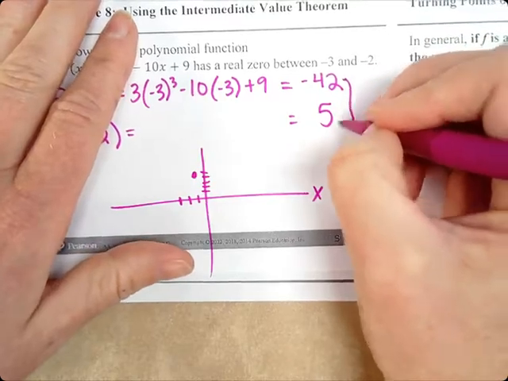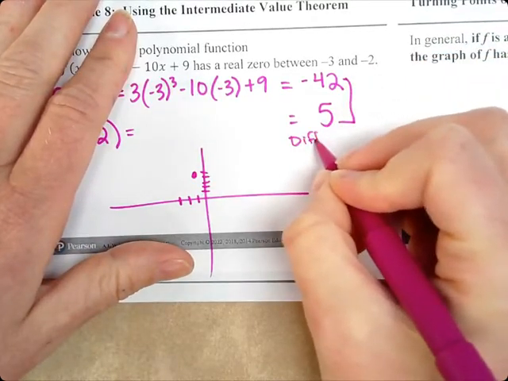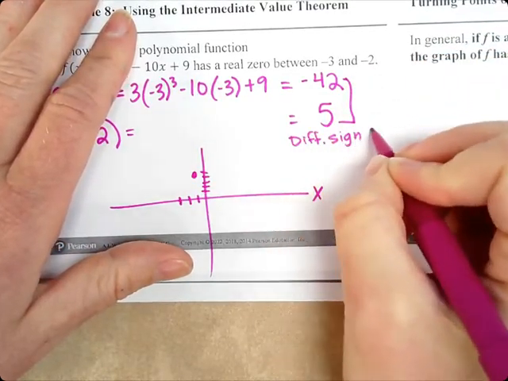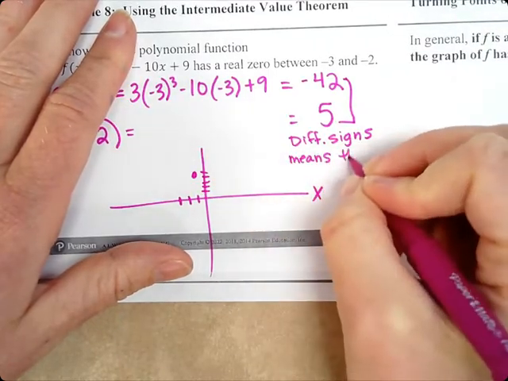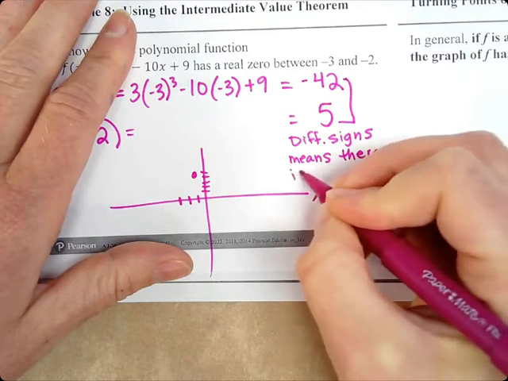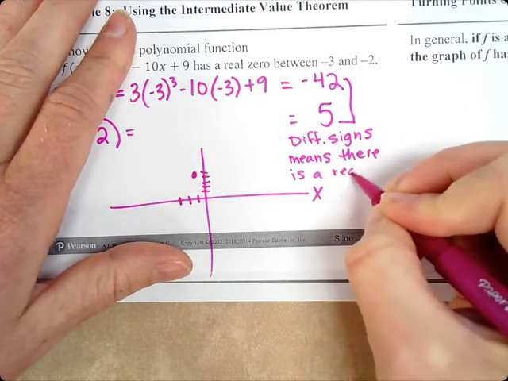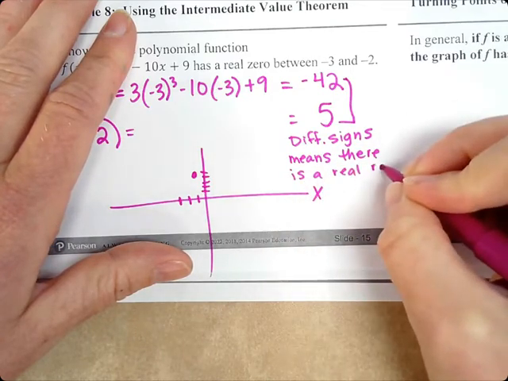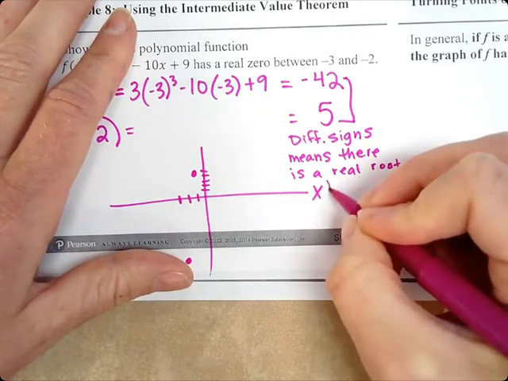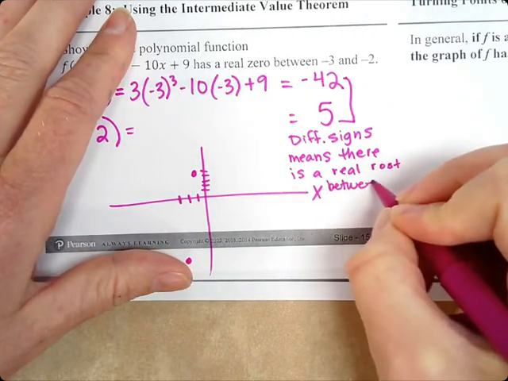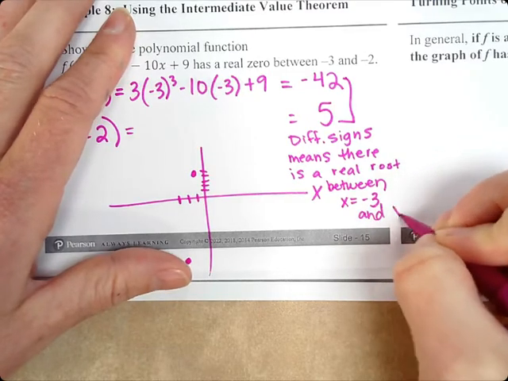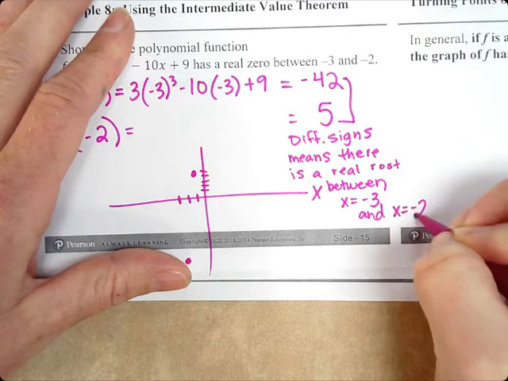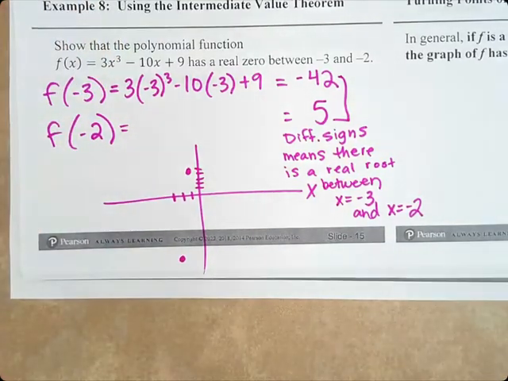So I'm going to write that here. Different signs means there is a real root between x equals -3 and x equals -2. So somewhere between those is my real root.